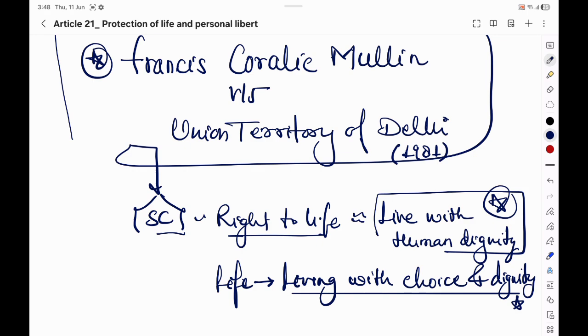Article 21. So human dignity means adequate nutrition, clothes, shelter, reading and expression, social interaction, the basic human needs. So the right to life includes the right to live with dignity and the bare necessities of life. And it said that any sort of restriction on liberty must be fair, just and reasonable.